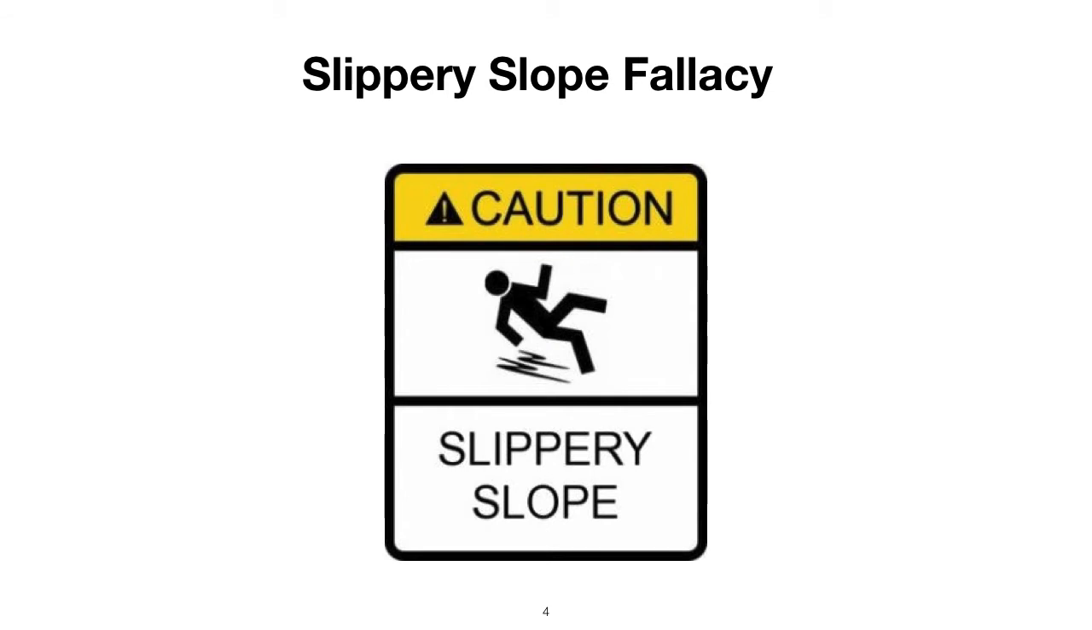The slippery slope fallacy. If an arguer predicts that taking a first step will lead inevitably to a second step, he or she must provide evidence that this will happen. Otherwise, the arguer is guilty of a slippery slope fallacy.